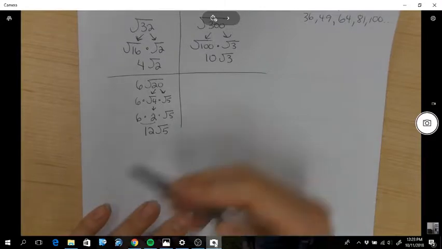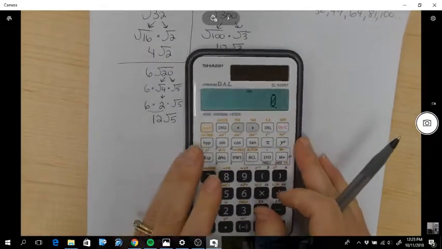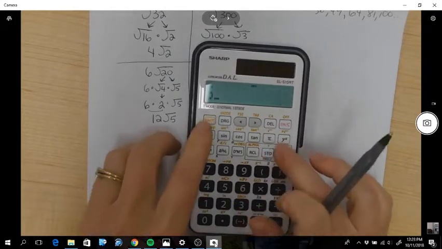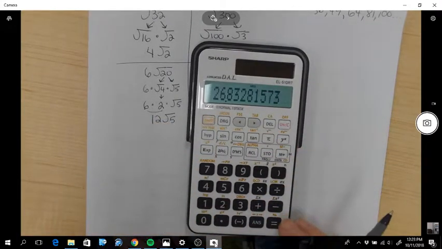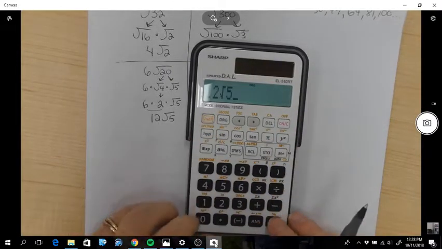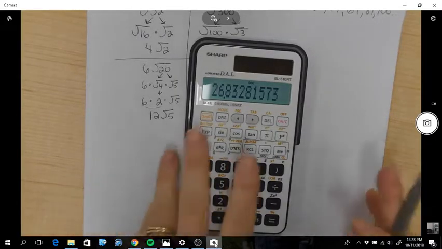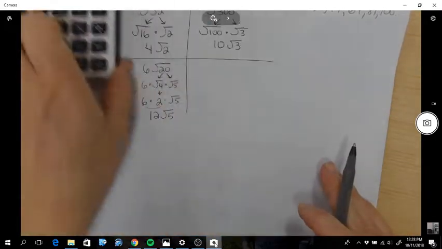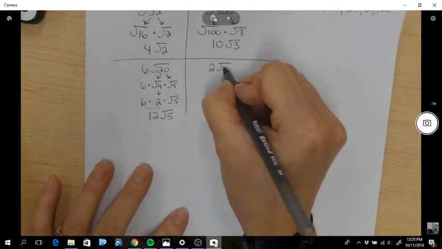If you want to check your answer, here's what you can do. You can go 6 root 20 equals 26.83. 12 root 5 equals 26.83. Okay, that's a way you can check your answer, that they came out to be the same value. Okay, last one of this type.